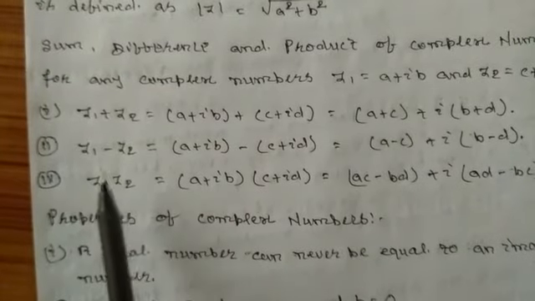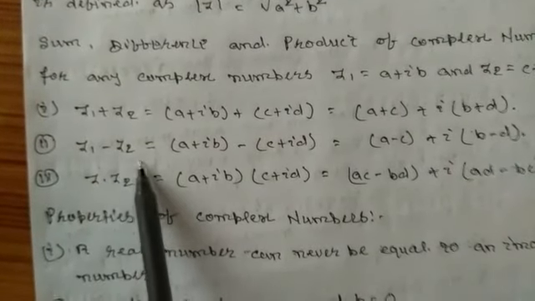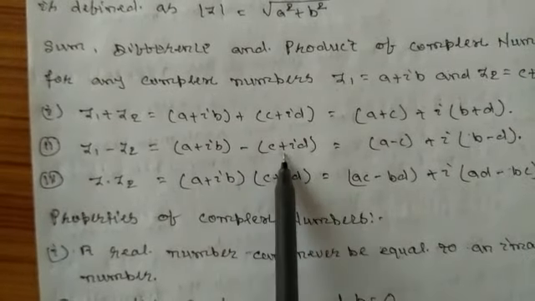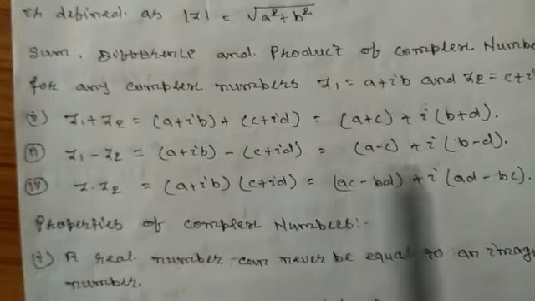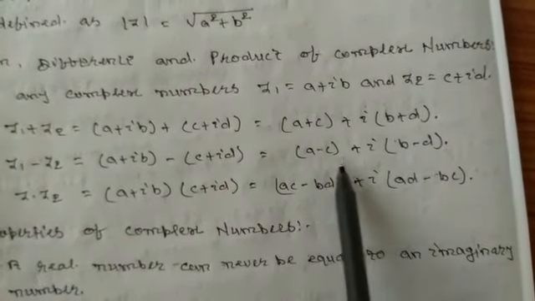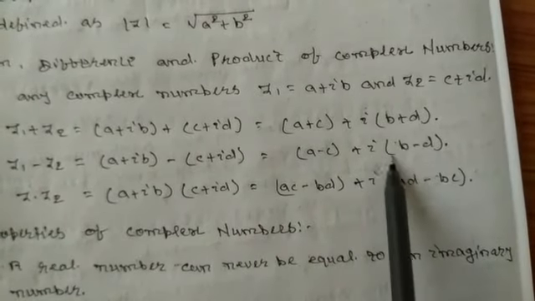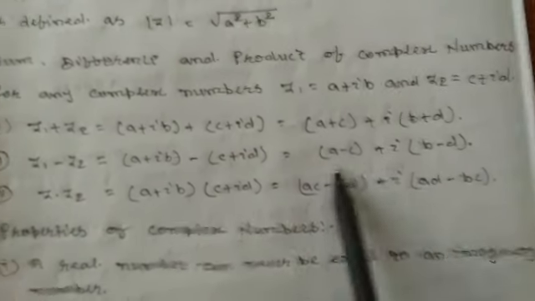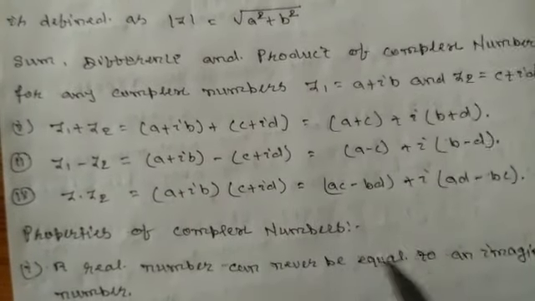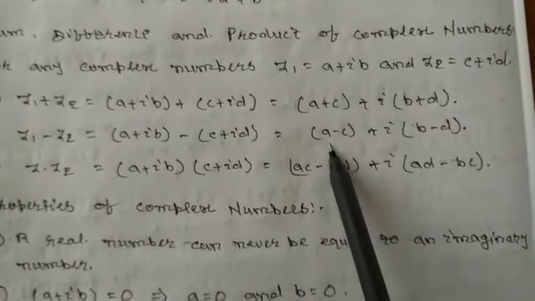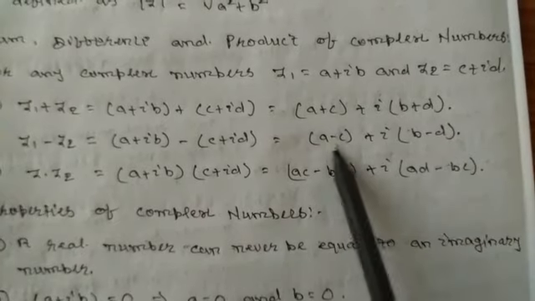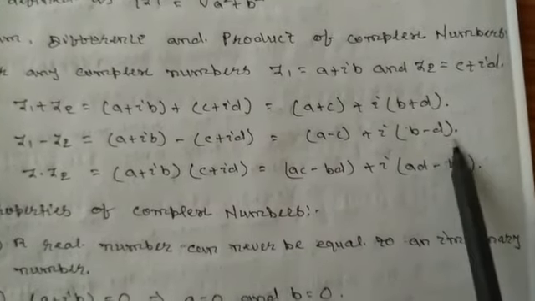Now in the difference, when you find z1 minus z2, it is a plus ib minus c plus id. When you solve it, you will have a minus c plus i into b minus d. So in subtraction also, you have to subtract the real part from the real part and the imaginary part from the imaginary part. That is a minus c plus i into b minus d.